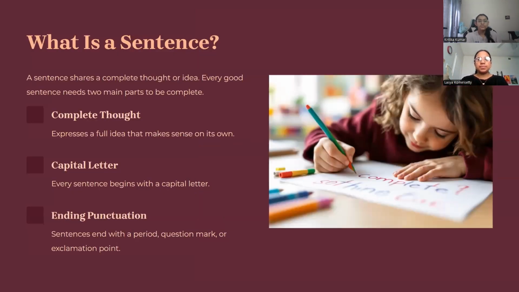Okay, so what is a sentence? A sentence shares a complete thought or idea. Every good sentence needs two main parts to be complete. A complete thought expresses a full idea that makes sense on its own. So our complete sentences also require a complete thought. And every time you write a sentence, it should begin with a capital letter. And every sentence must end with punctuation. It can end with a period, a question mark, or an exclamation point.